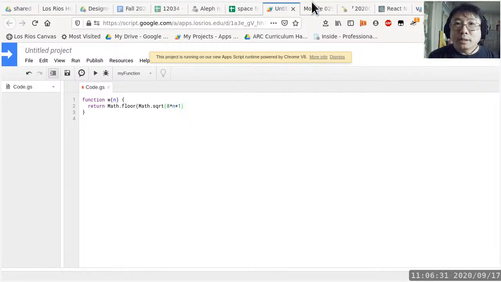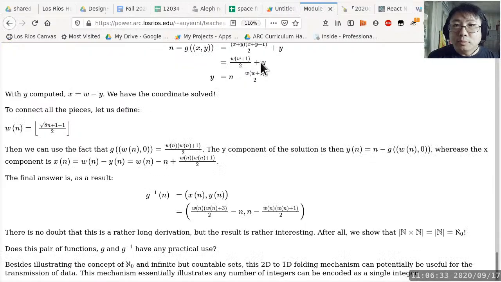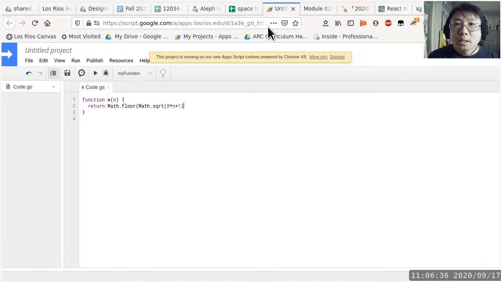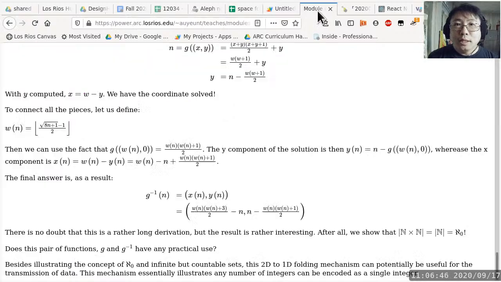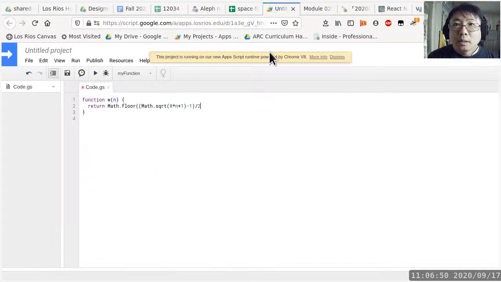All right, so we got the square root, and then what do we do? We subtract 1 from the square root. So we take the square root, put it in parentheses, subtract 1 from it, and then divide the whole thing by 2, I think. Yep. Then we have a close paren here. I think that's it. That's w.